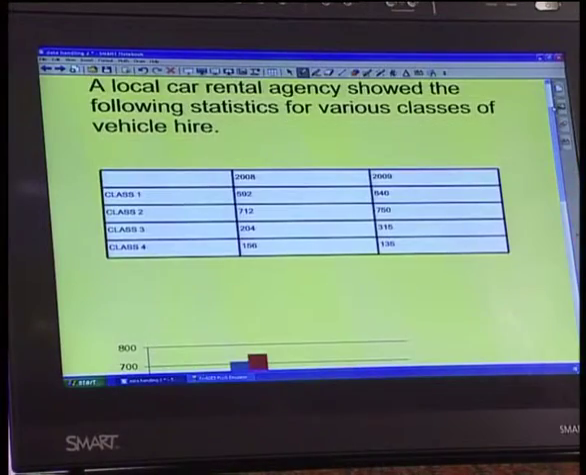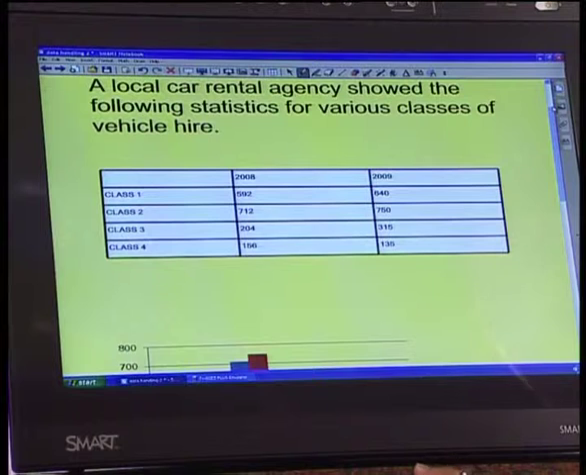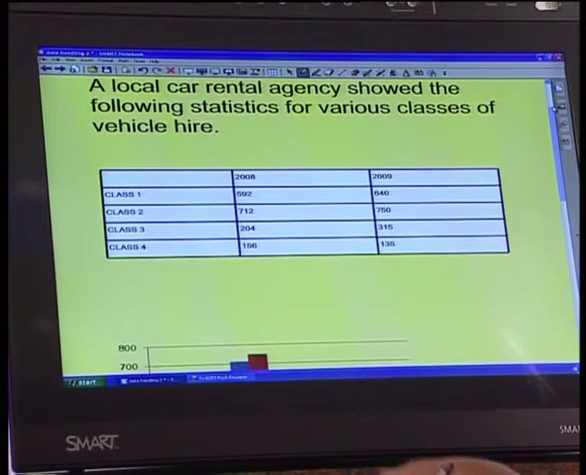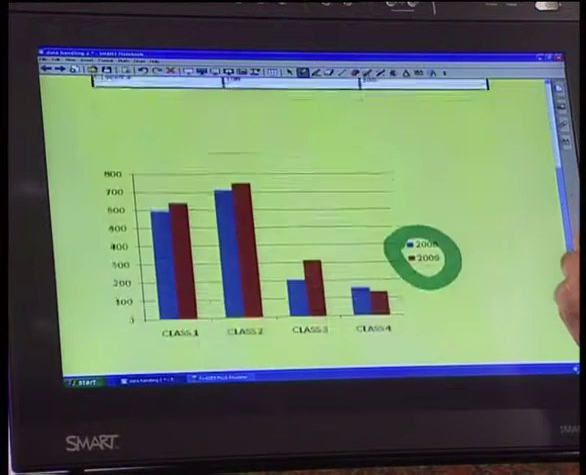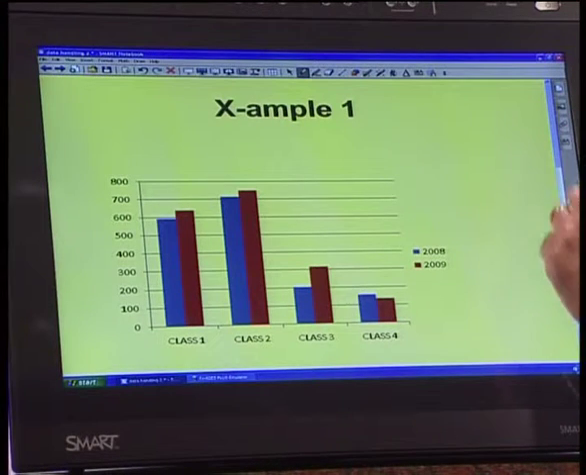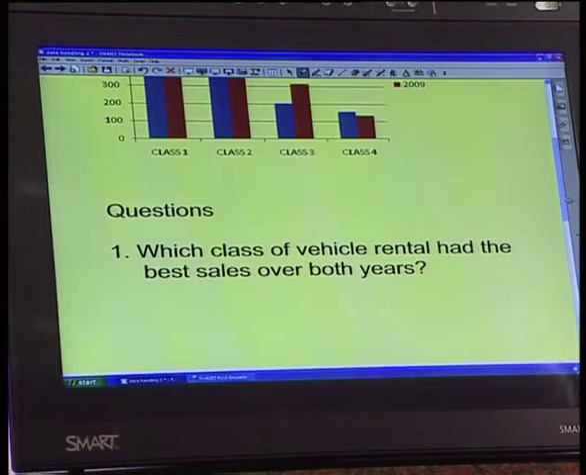In this example, it is useful for us to know which class was the best in 2008, but we could do the same for 2009. What is also interesting is how did the one class compare from one year to the next? Carrying on with this example, there are some questions which would be useful for us to answer.